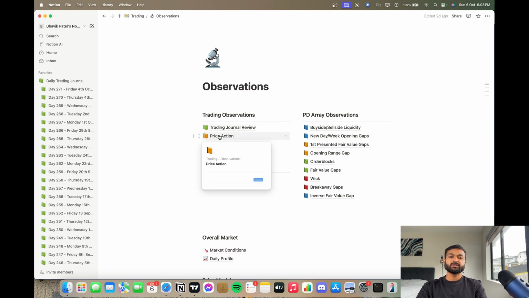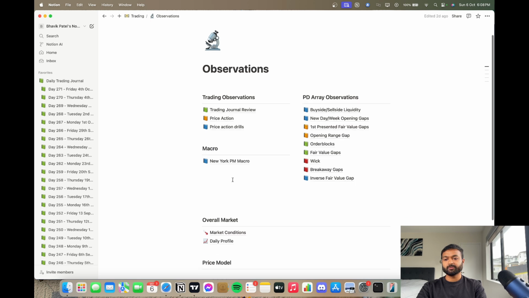This is price action, so if I notice some interesting characteristics in price action, I'll write it in this journal. And then drills. When learning new PD arrays in ICT's video in October, he mentioned that if you do drills every day, for example, let's say you want to train on fair value gaps, you enter on every fair value gap and you mark the nearest liquidity. So this is where I'll be doing that.